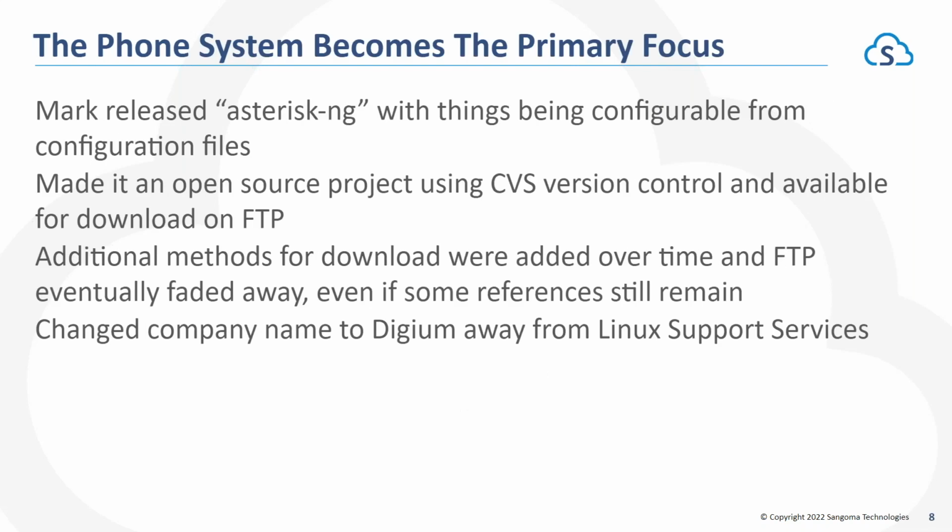Mark released the version of Asterisk that we know today, with things being configurable from configuration files to make it more approachable. And he made it an open source project. It was stored in ye olde CVS version control, and it was available for download on FTP. Additional methods were added for download over time, and FTP support eventually faded away. Although just a few years ago, we actually had someone reach out to the Asterisk team at Sangoma asking where our FTP server had gone and whether it was still an option. So there are still people who think about FTP. And then ultimately, he changed the company name away from Linux Support Services over to Digium.